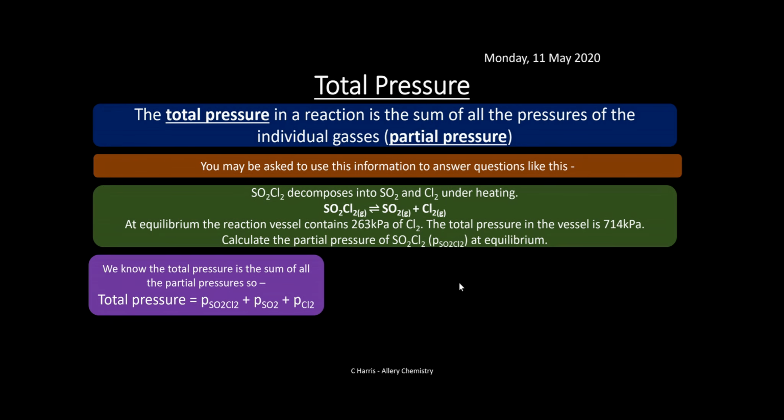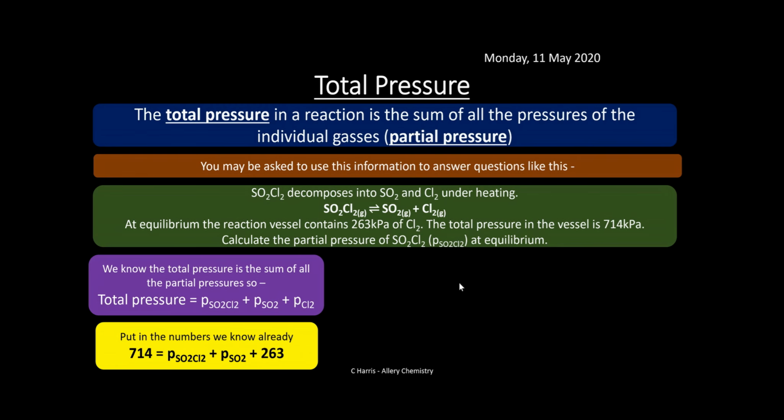So we know the total pressure is the sum of all the partial pressures. So total pressure must be the partial pressure of SO2Cl2 plus the partial pressure of SO2 plus the partial pressure of chlorine. So that's pretty straightforward. So we've got some numbers already. We know that the total pressure is 714 kilopascals. So that's the figure there.